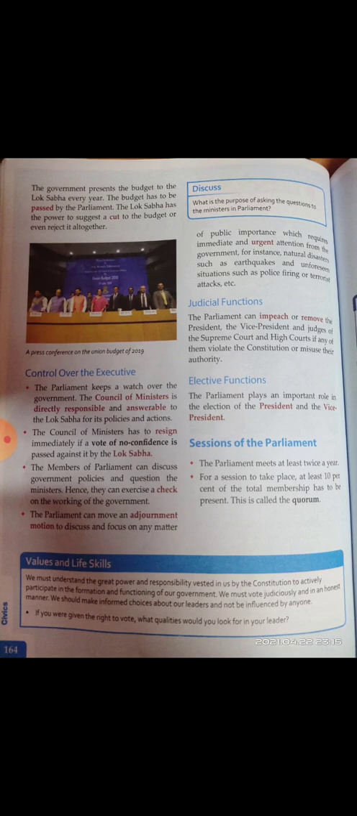Next is control over the executive. The parliament keeps a watch over the government. The Council of Ministers is directly responsible and answerable to the Lok Sabha. Whatever policies and actions the executive is doing, they are answerable to the parliament.